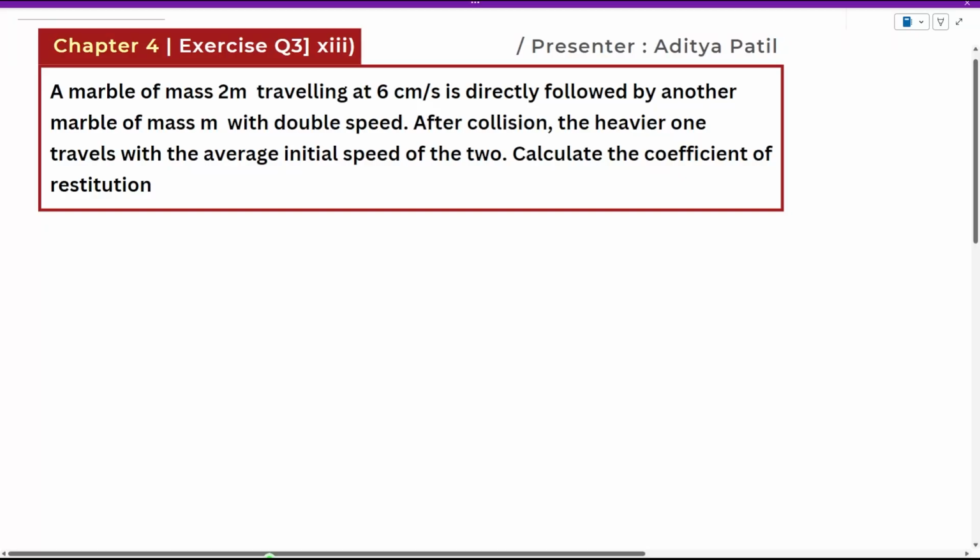Hi there. In this video, we are solving the 13th numerical from the exercise for the chapter Laws of Motion, which is also the 4th chapter for 11th standard physics. Now, as per the question, we have a marble with mass 2m and it is traveling with a speed of 6 centimeter per second. And then following that marble, we have another marble, but this time with a reduced mass, that is only m, but with double the speed.